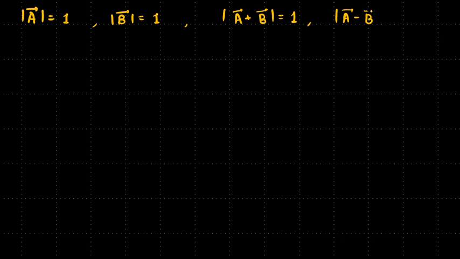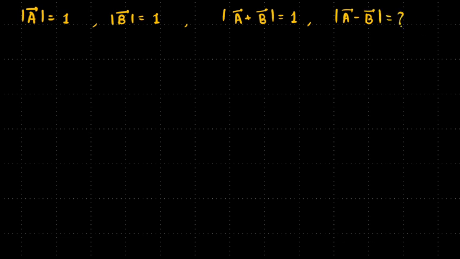Let's say there is a vector A, capital A. Let's make the magnitude of capital A as 1. Let's make the magnitude of capital B as 1, since they are unit vectors, and the sum of the unit vectors, which is the magnitude of vector A plus vector B, is also 1. The question is to find the magnitude of their difference, so it's going to be the magnitude of vector A minus vector B.